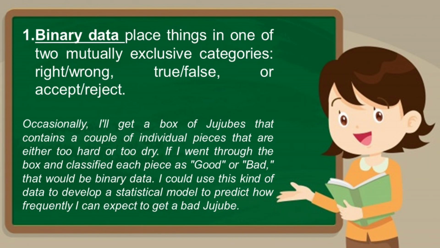Occasionally, I'll get a box of jujubes that contains a couple of individual pieces that are either too hard or too dry. If I went through the box and classified each piece as good or bad, that would be binary data. I could use this kind of data to develop a statistical model to predict how frequently I can expect to get a bad jujube.